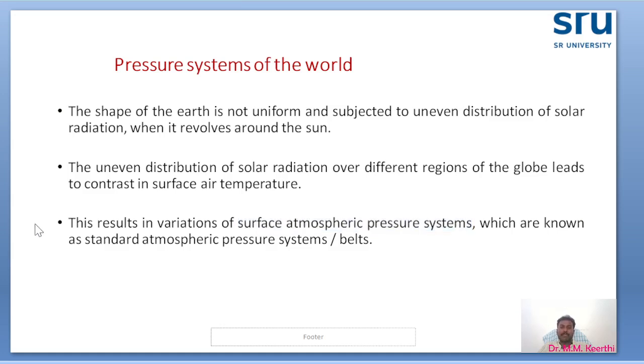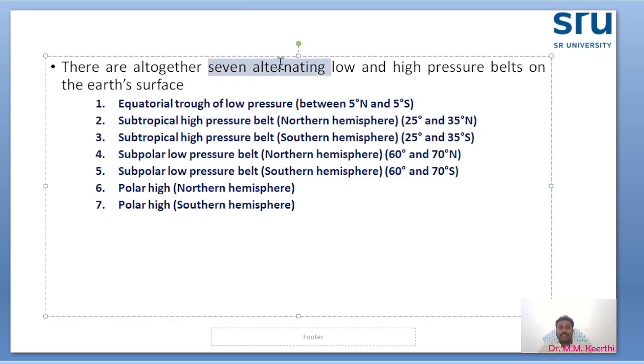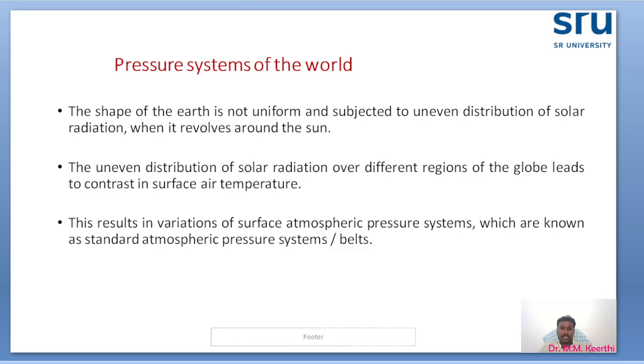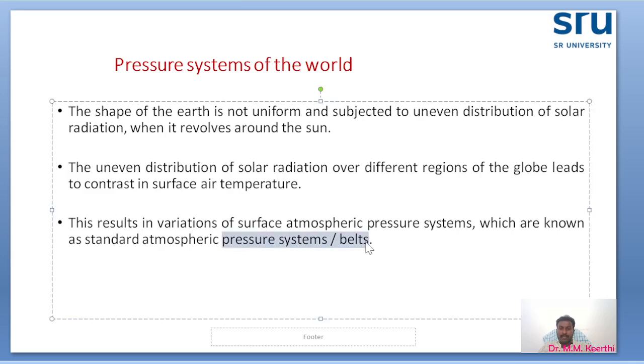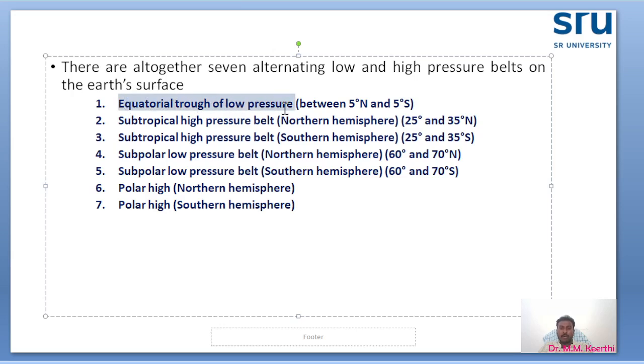So what are the different pressure belts? You see, there are seven pressure systems on the earth's surface. There are altogether seven alternating low and high pressure belts. So what are they? The first one is the equatorial low pressure trough.